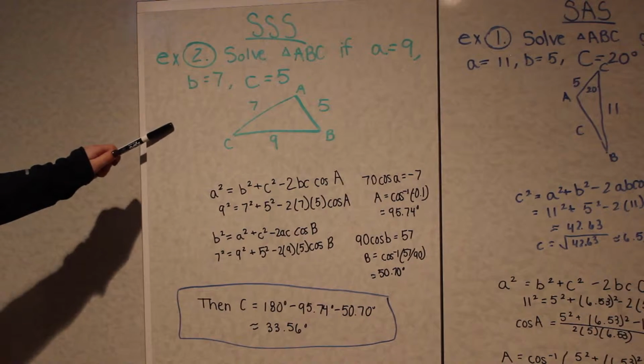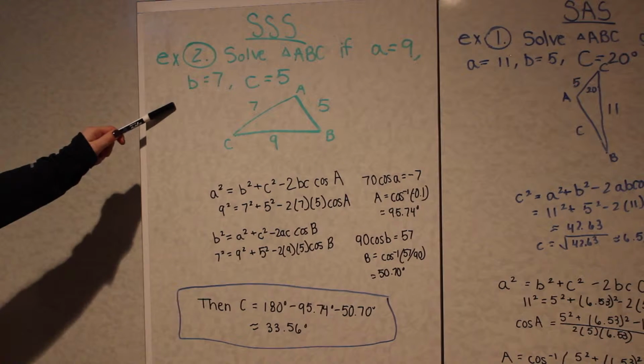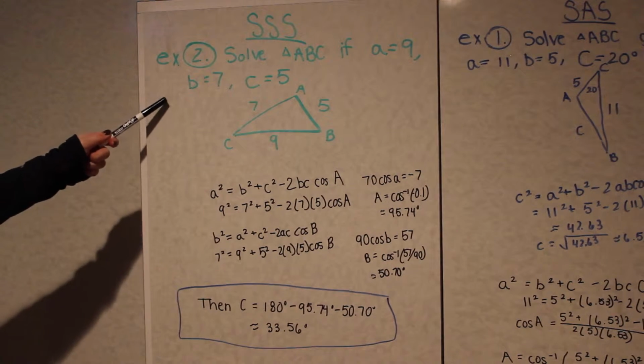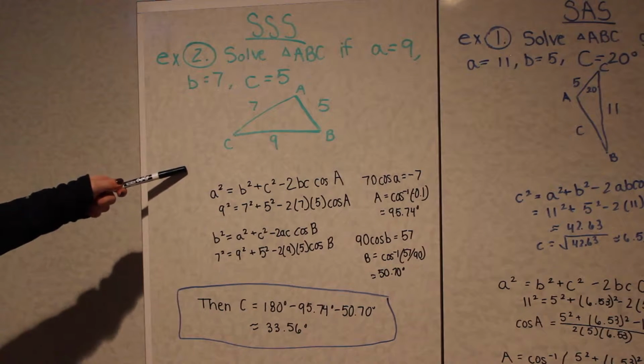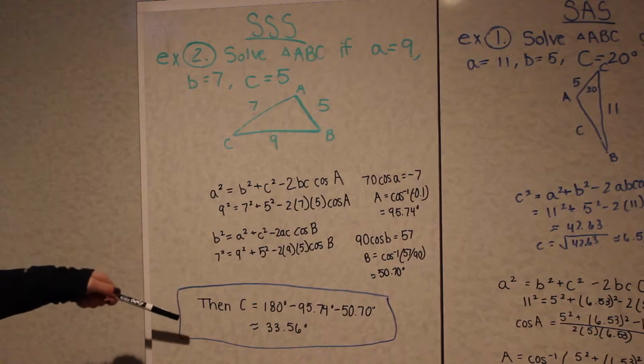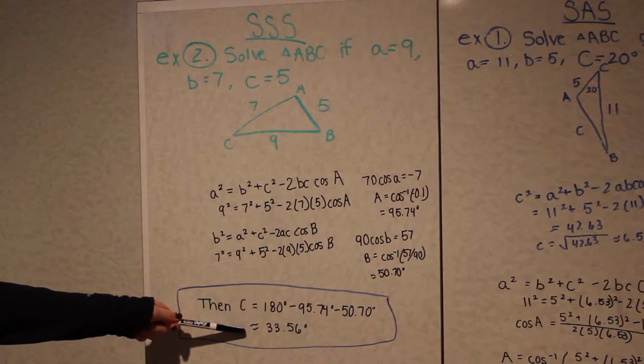To solve a triangle with all 3 sides given, or a side-side-side triangle, use the law of cosines to set the equation with all of the sides in it, and then you're going to find each of the angles separately. So you're going to solve for angle A, angle B, and then you're just going to subtract angle A and B from 180 to get angle C.